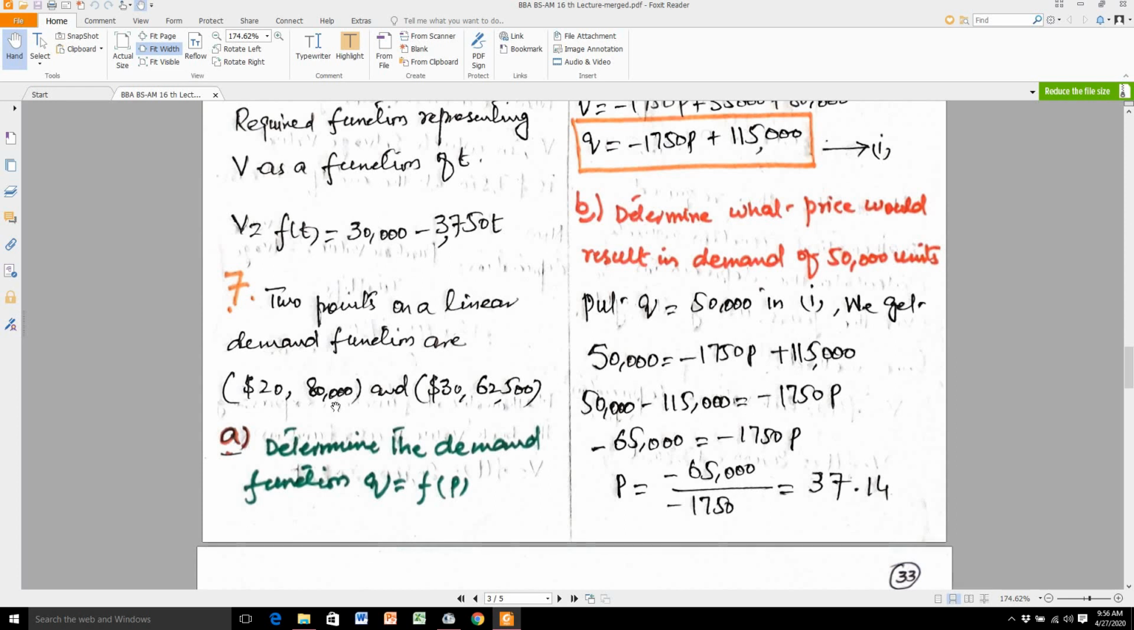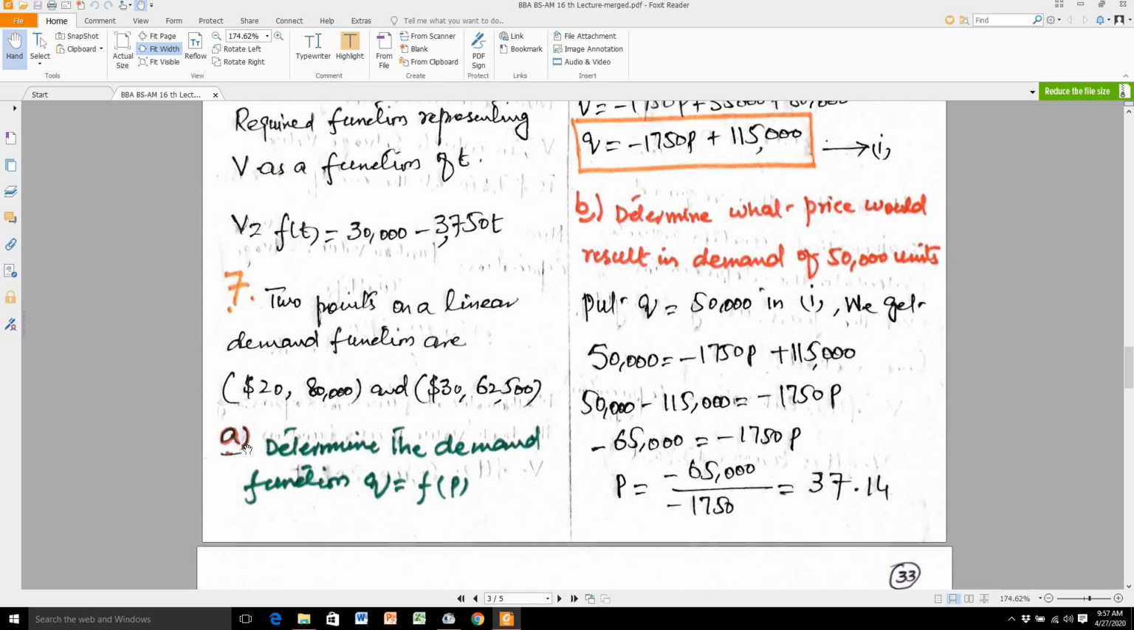How can you say it is a question of demand and supply? At $20 it is 80,000, and at $30 it is 62,500. So you can easily conclude that this is a question of demand, and you know the basics of a demand function: at a lower price the demand is higher, and at a greater price the demand is low. When the price increases from 20 to 30, demand goes down to 62,500. So you can easily tell from the given information whether it is a supply question, a demand question, or a cost function.